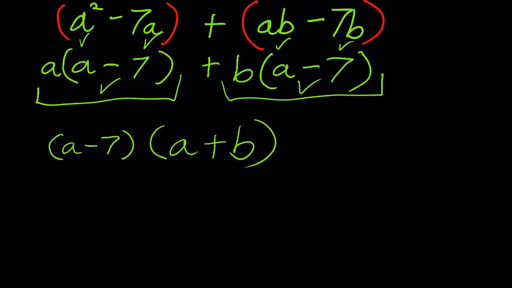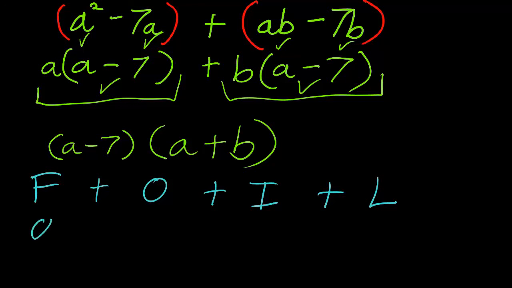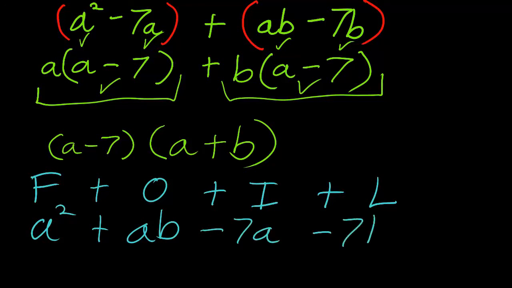Now, how can we be sure that we got it right? By FOILing. F plus O plus I plus L. A times a is a squared. Outside is a times b. Inside is minus 7a. And last is minus 7b. And remember, there's an understood plus sign anytime you subtract.